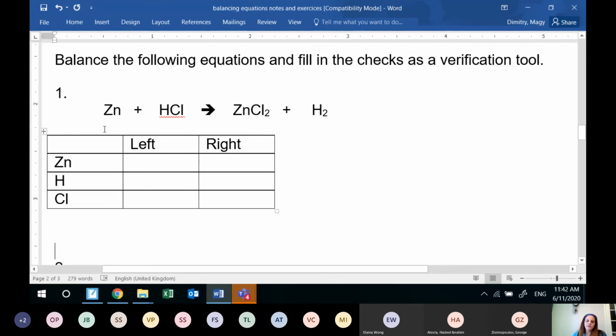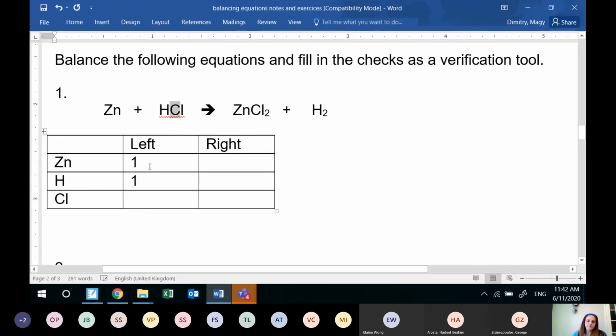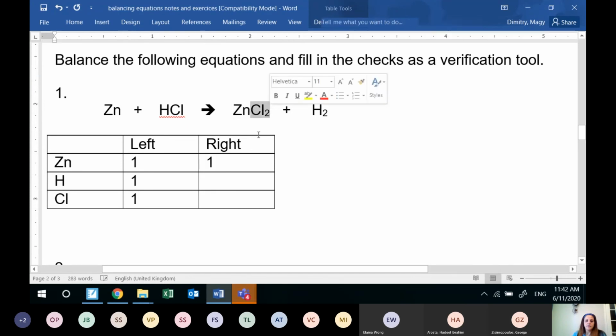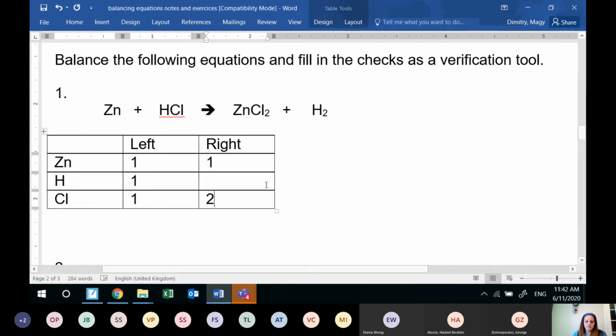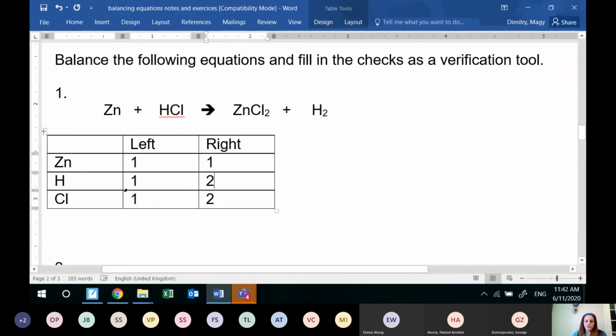So I'll do the first one with you, and then you do the next one by yourself. Look, zinc. I have 1 zinc, 1 hydrogen, 1 chlorine. Okay? On the right side, or products, 1 zinc, 2 chlorines, and 2 hydrogens. Oh, problem is here.